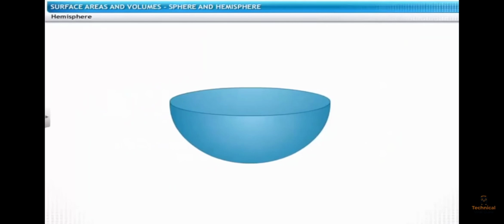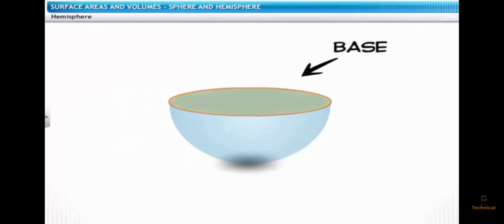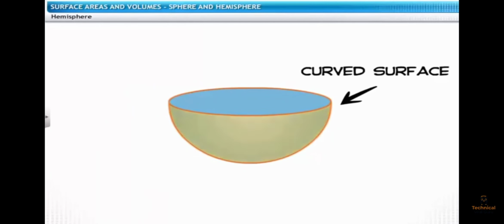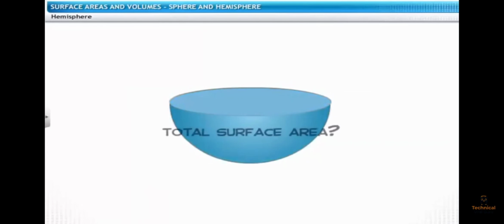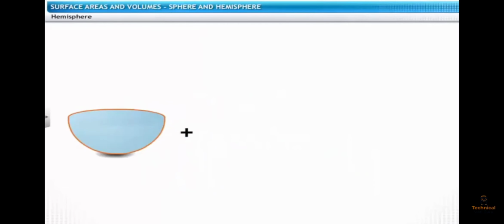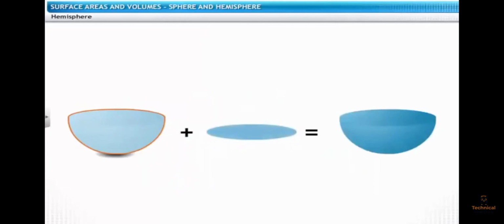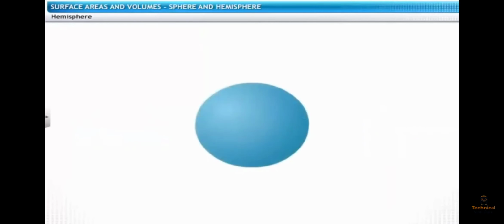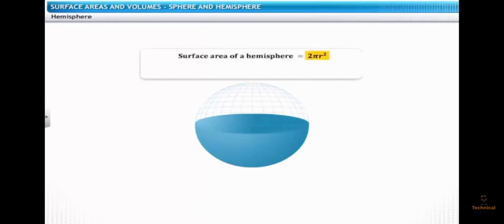A hemisphere has 2 faces, a flat surface which is called the base and a curved surface. Now, let's calculate the total surface area of the hemisphere. The total surface area of a hemisphere is the sum of the areas of the curved surface and of the flat surface. The surface area of the curved surface is exactly half of the surface area of the sphere, that is, 2 pi r squared. The flat surface resembles a circle, for which the area is equal to pi r squared.